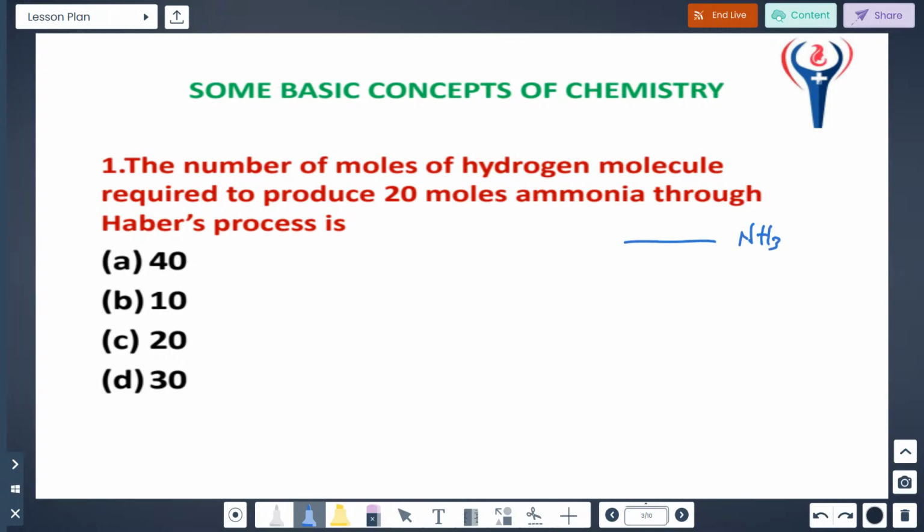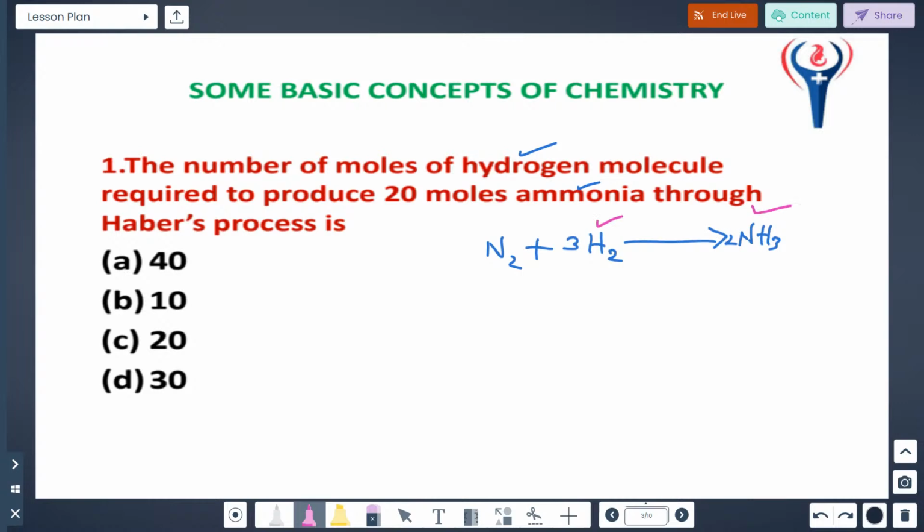How is it formed? It is formed from nitrogen and hydrogen. Understood? These are the raw materials to produce ammonia, so N2 plus 3 H2 gives 2 NH3. Now see, number of moles of hydrogen required to produce 20 moles of ammonia. You just compare these 2 molecules only. Don't worry about the other one. Hydrogen and ammonia, just compare these.